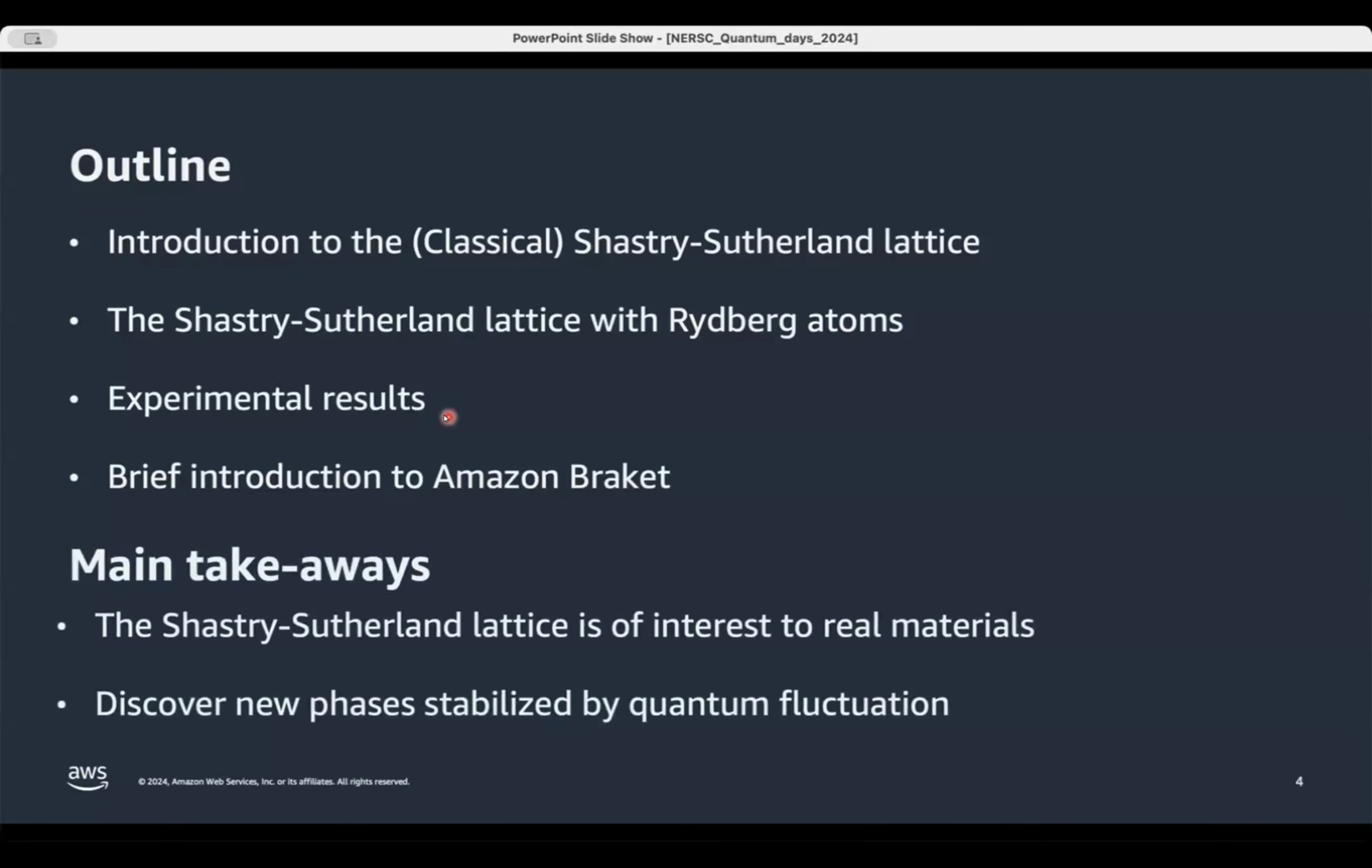If you forget everything else I'm going to say for the rest of the talk, the main takeaway is that this lattice is interesting to study because it's relevant to real materials. And we discover a couple of new phases that are unique to the quantum version of the lattice.